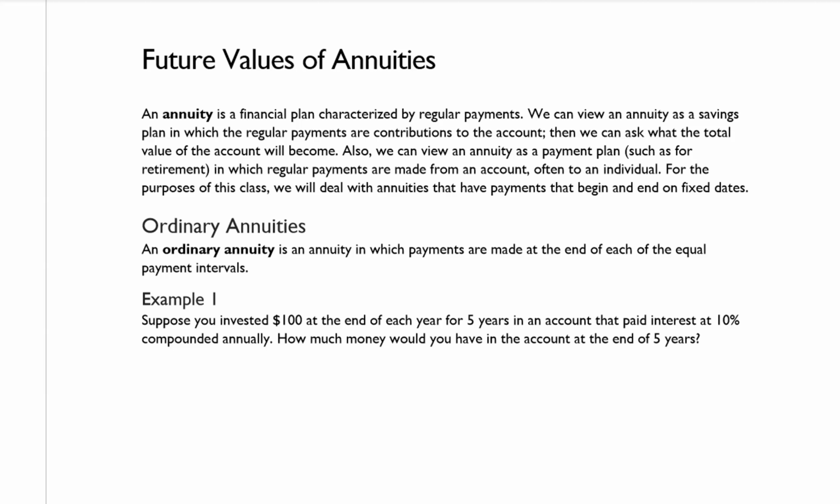Also, we can view an annuity as a payment plan, such as for retirement, in which regular payments are made from an account, often to an individual. For the purposes of this class, we will deal with annuities that have payments that begin and end on fixed dates. So let's see a specific type of annuity. An ordinary annuity is an annuity in which payments are made at the end of each of the equal payment intervals. So let's see an example of that.